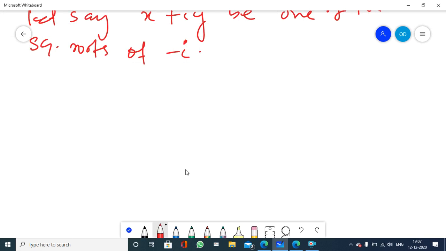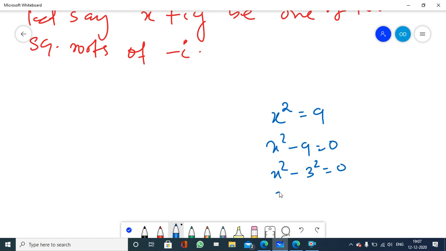Just like in high school, if somebody asks you to find the square roots of 9, how do you do it? You say let x be the square root of 9. Now if x is the square root of 9, then x square will be equal to 9. Then x square minus 9 is equal to 0. Then x square minus 3 square is equal to 0. Then x plus 3 into x minus 3 is equal to 0. So that means x is equal to 3 or minus 3. In this manner you find the square roots of 9. One of them is 3, the other one is minus 3.